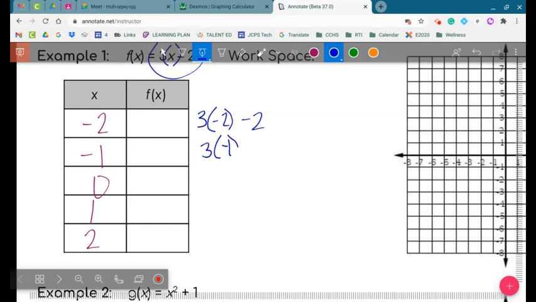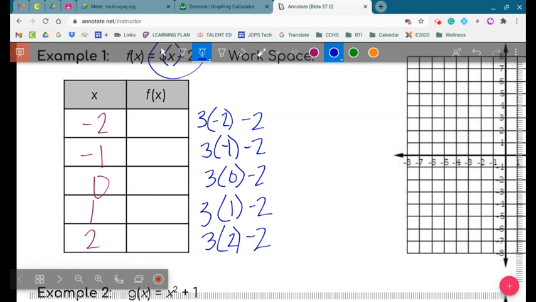You have to show your work. If you do not show your work, you will miss a point. And I feel like showing your work is easy. So then we have to evaluate these. So 3 times -2 is -6. -6 minus 2 is -8. We get 3 times -1, which is -3, and -3 minus 2 is -5. 0 minus 2 is -2. 3 minus 2 is 1. 3 times 2 is 6. 6 minus 2 is 4.